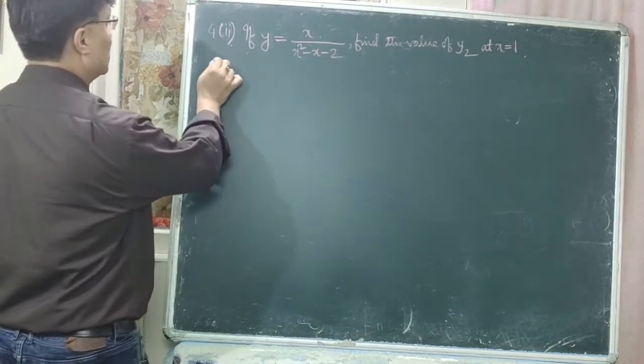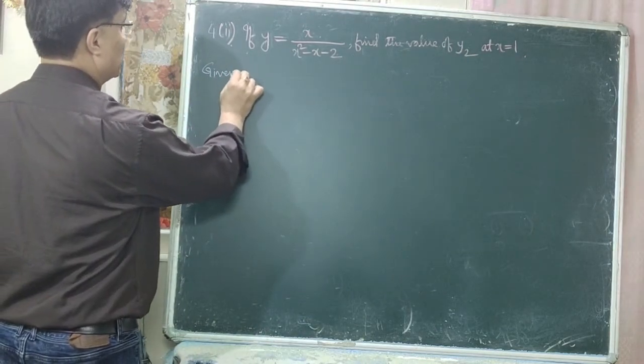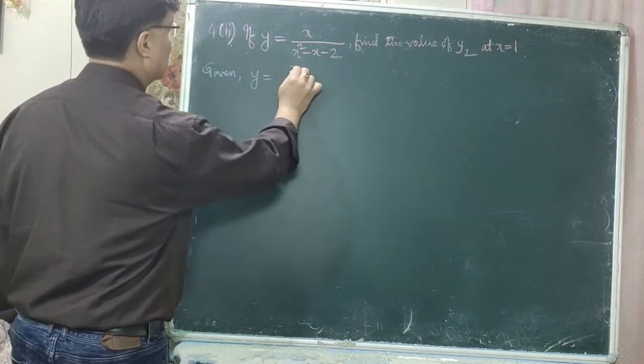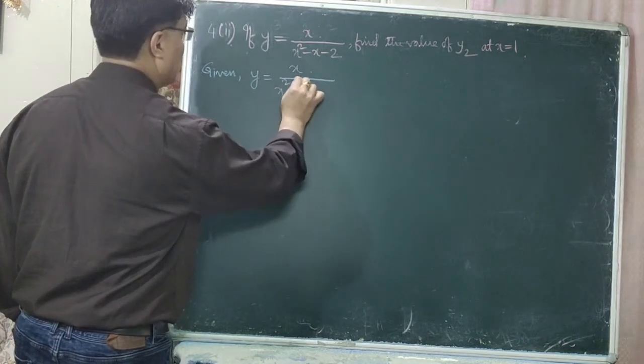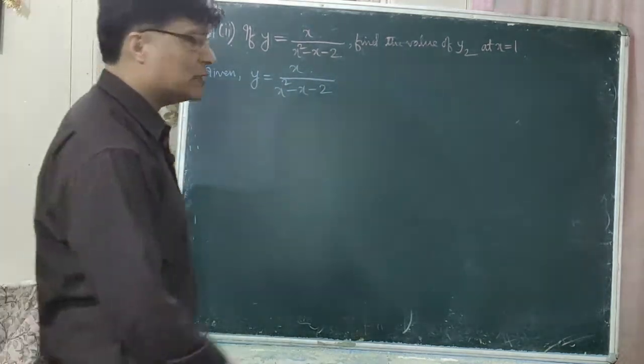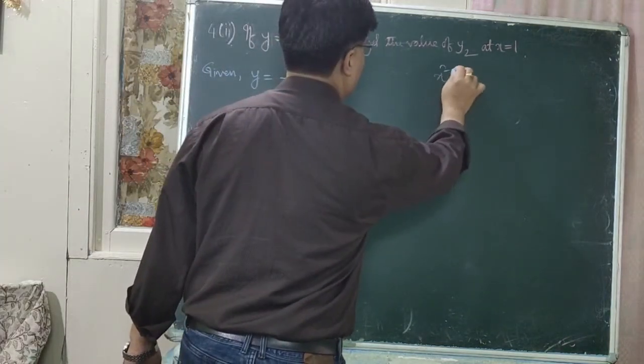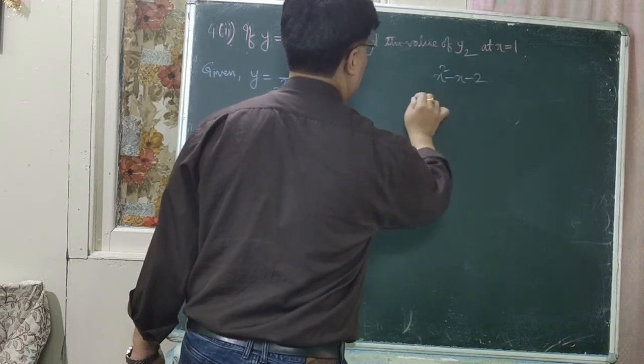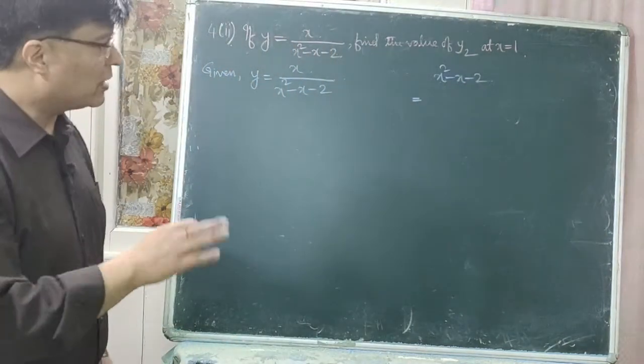So what is given in this case? y is equal to x upon x square minus x minus 2. So you can factorize x square minus x minus 2. You can do the middle term breaking here.